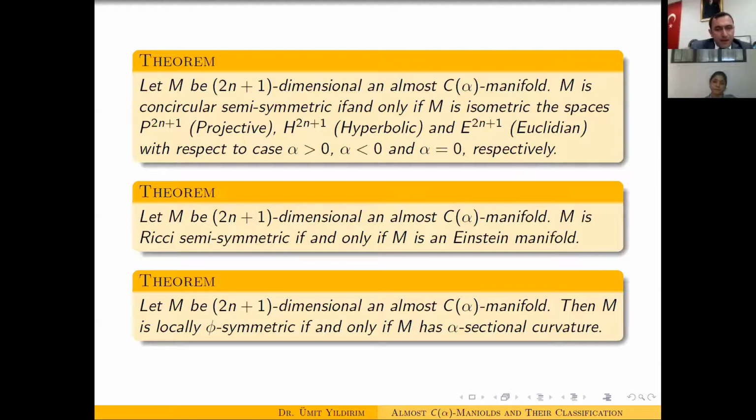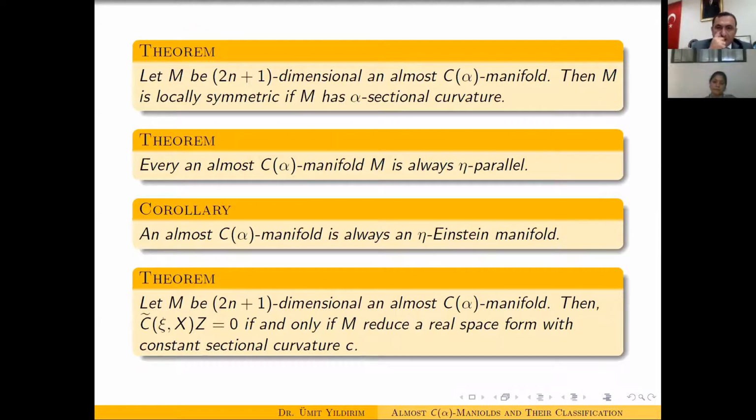New theorem: let M be a 2n plus 1 dimensional almost C-alpha manifold, then M is locally phi-symmetric if and only if M has alpha sectional curvature. Similarly, M is locally symmetric if M has alpha sectional curvature. New theorem: every almost C-alpha manifold M is always eta-parallel. Corollary: an almost C-alpha manifold is always an eta-Einstein manifold.